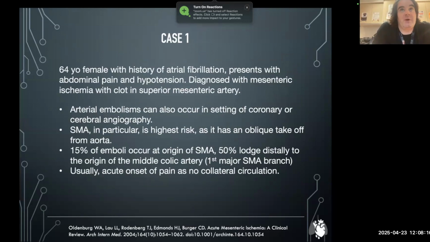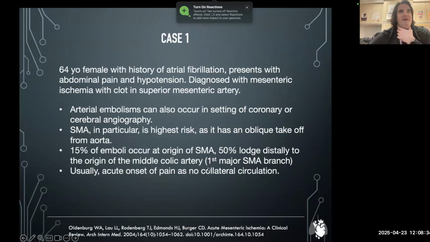Arterial embolism can also occur in the setting of coronary or cerebral angiography, of course, dislodging clot. And the SMA in particular is the highest risk because that's got an oblique takeoff. Again, this is not a talk on mesenteric ischemia, but I couldn't help myself having a slight digression from the main topic.